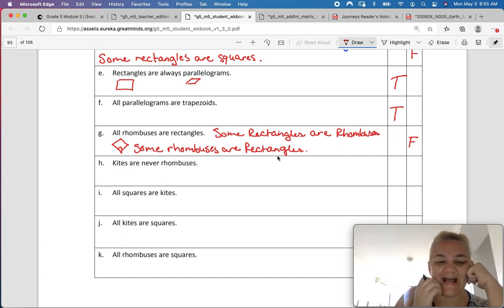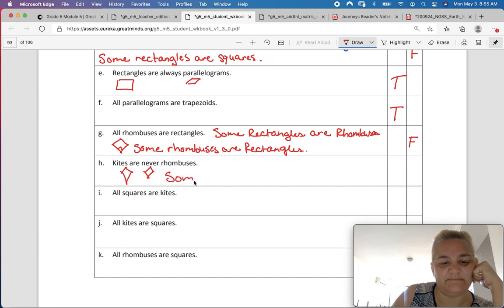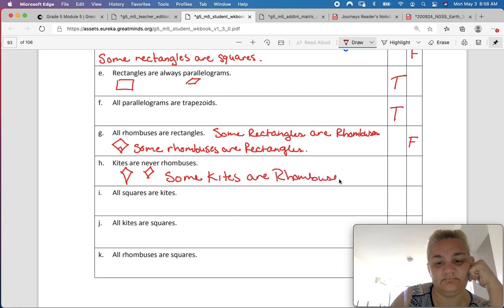Okay? Kites are never rhombuses. Well, a kite has these two lines the same size and those two lines the same size, right? And a rhombus has all 4 sides the same size. Well, all rhombuses, let's see. Some kites could be rhombuses, right? Kites are never rhombuses? No. Some kites are rhombuses. And in fact, I would say that all rhombuses are kites.